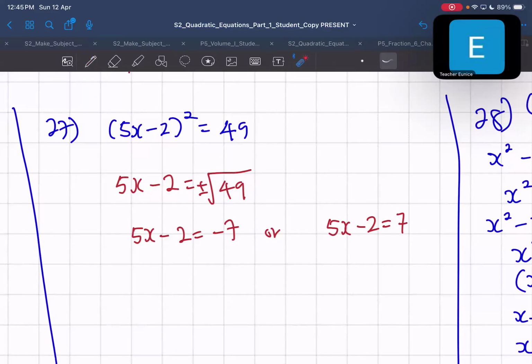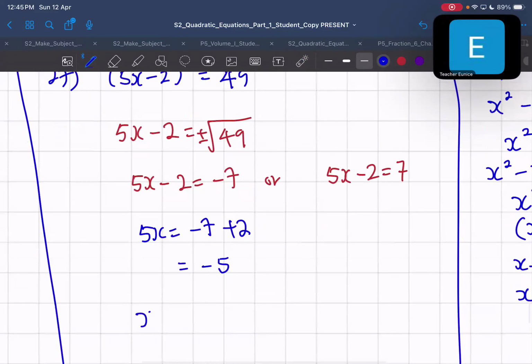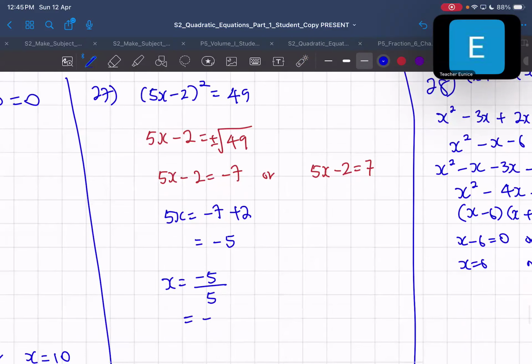And then we solve for each individually. 5x equals minus 7 plus 2, equals minus 5. So my x here is minus 5 divided by 5, I will get minus 1. This one, on the other hand, is 7 plus 2 equals 9.